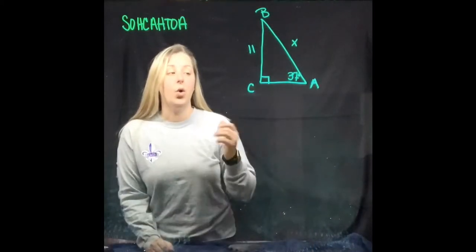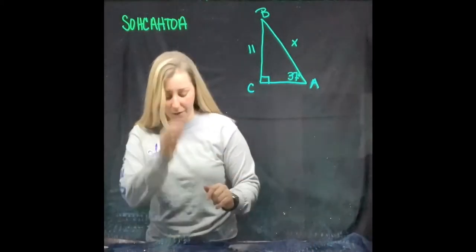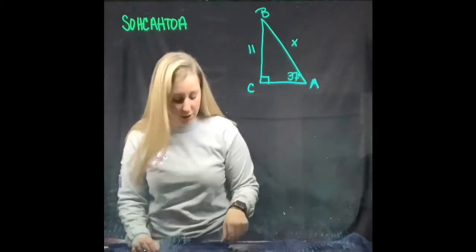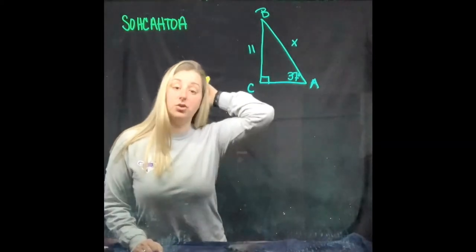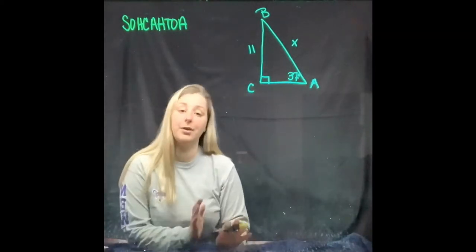All right, so we have another example here. I cleaned up the board. I also moved the SOHCAHTOA over because I realized you couldn't see the beginning portion of it. It was kind of cut out. So this one I already have the triangle drawn out, and I'm looking for the hypotenuse this time.